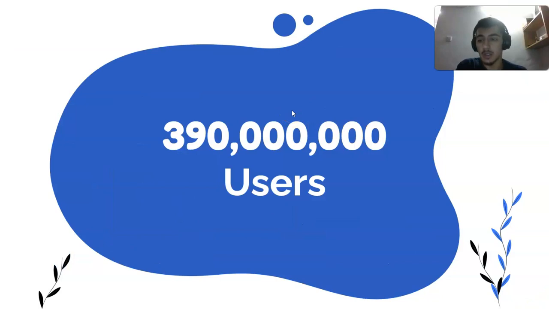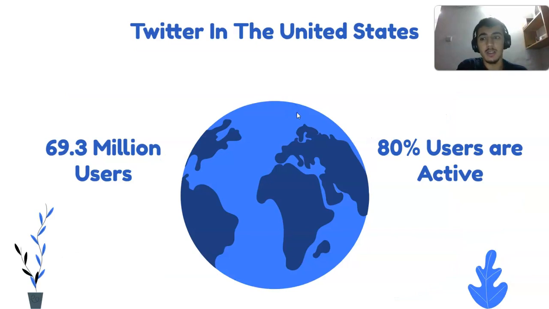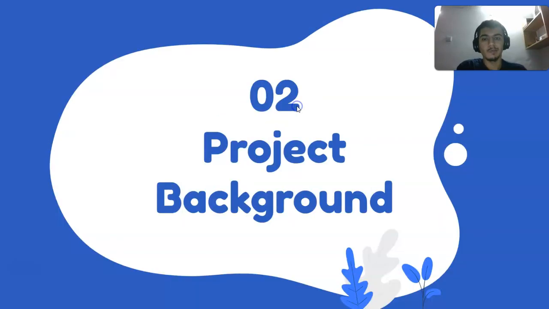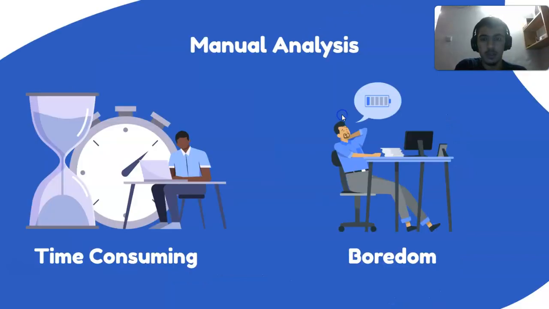Now, as of this year, there are 390 million users on Twitter, and in the United States, there are 69.3 million users, 80% of them active. So let's give a bit of a project background.